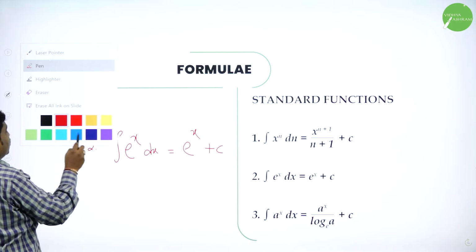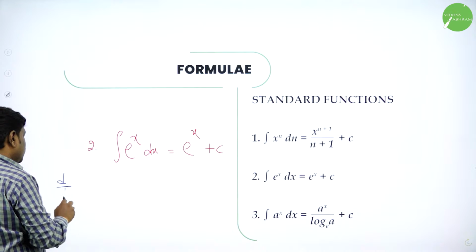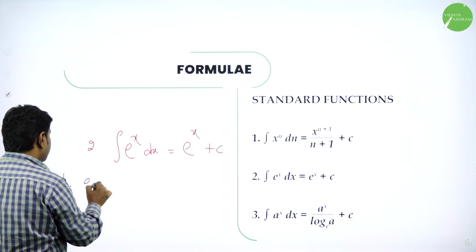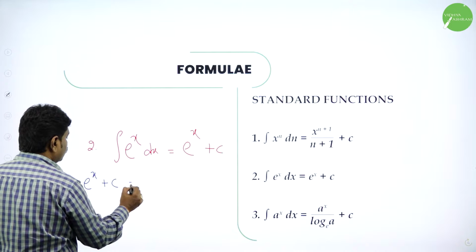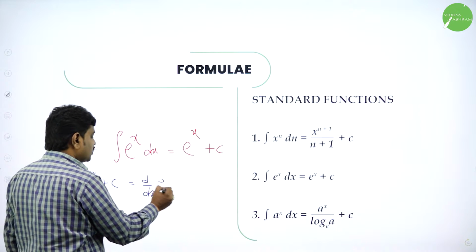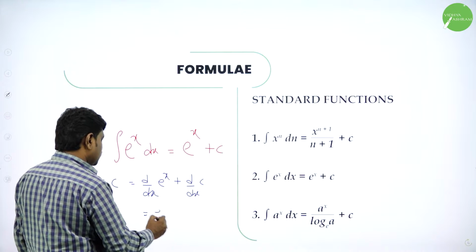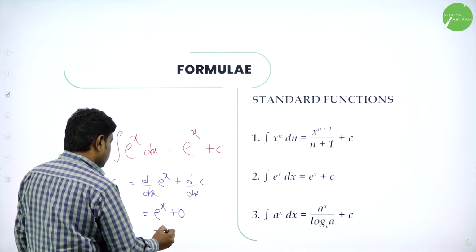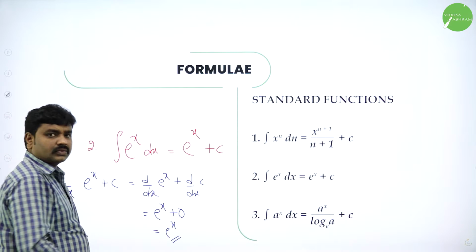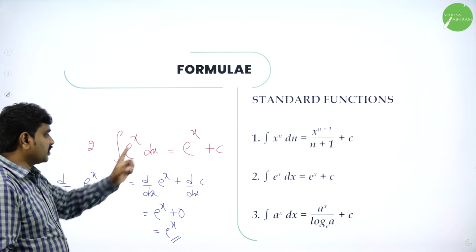So I will try differentiating RHS. I will do d by dx of RHS. What is RHS? E power x plus c. That will give you d by dx of e power x plus d by dx of c. That is, derivative of e power x is e power x and derivative of c is 0. So you will get e power x. So that's why integration of e power x is e power x.